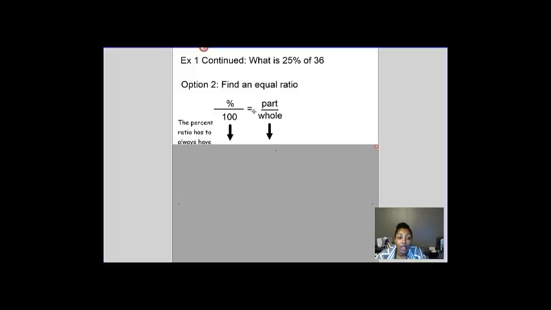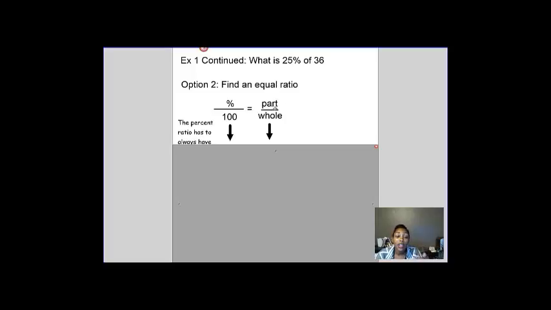When I set up my ratio, the first thing I have to do is set up the ratio showing the percent ratio compared to what I'm looking for in the problem. So I'm going to use the percent ratio of percent over 100 equals part over whole. I'm always going to put my percent over 100 because that's what percent means, out of 100. And then my second ratio is going to be the part over the whole, because we've talked about how a percent is like a fraction that compares the part to the whole.